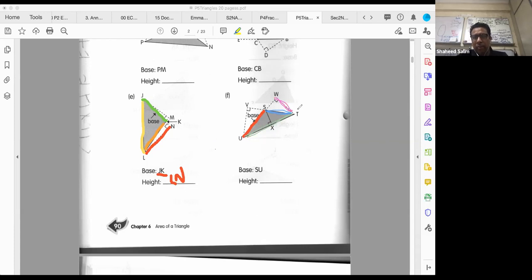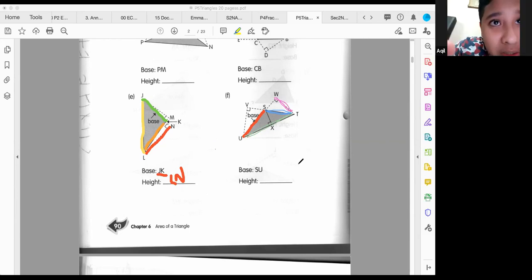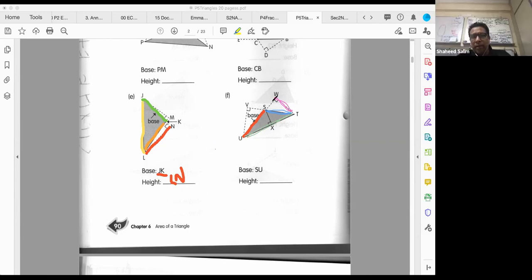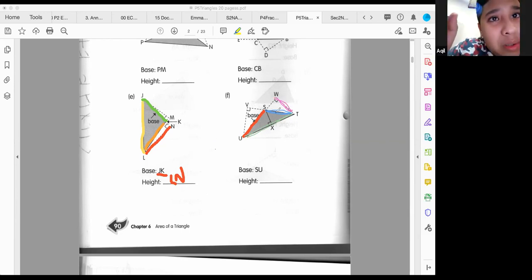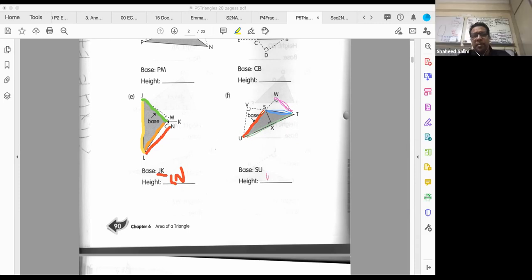Nayumi, no answer. Okay, what about Akil? What do you think it is, Akil? Which one is the height? This one is the base. Is it the green, the blue, or the pink? Must meet at 90 degrees. VS. VS is not here. There's no triangle here. It's the pink. No, US. US is the base.